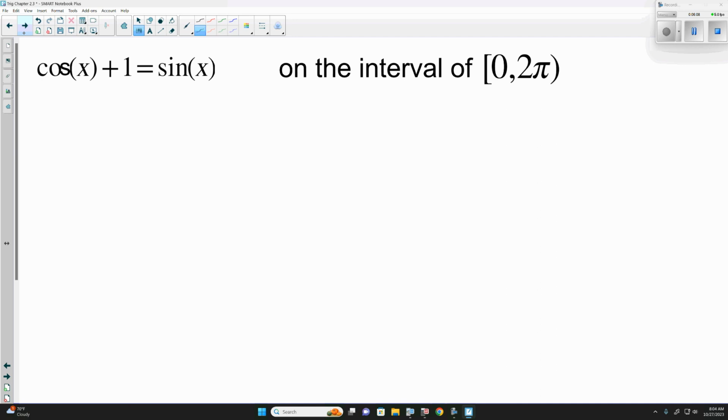This one here. We want to solve cosine of x plus 1 is equal to sine of x. We get this here. Cosine of x plus 1 equals sine of x. Well, as I said already today, we need these equations either all in terms of cosine or all in terms of sine. We can't have it as one or the other.